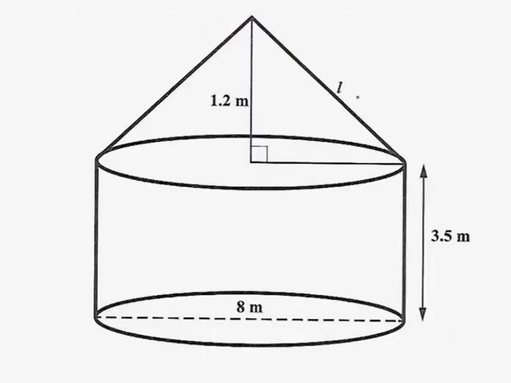Now this is the slanted height L here that they want us to find, and this here is the cone, this is the base of the cone, and this is the cylinder, this is the base of the cylinder. Now since the base of the cone has the same diameter as the cylinder, the radius of the cone will be 8 meters divided by 2, which is 4 meters. So I'll write here that R is equal to 4 meters.